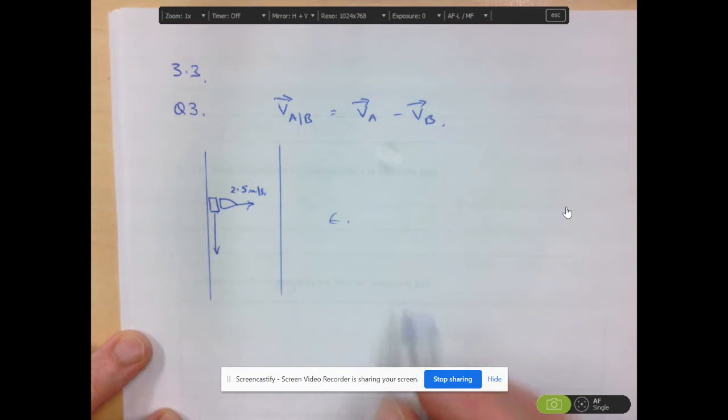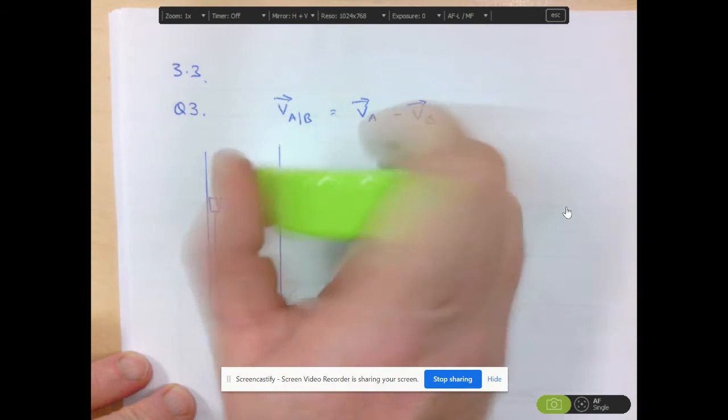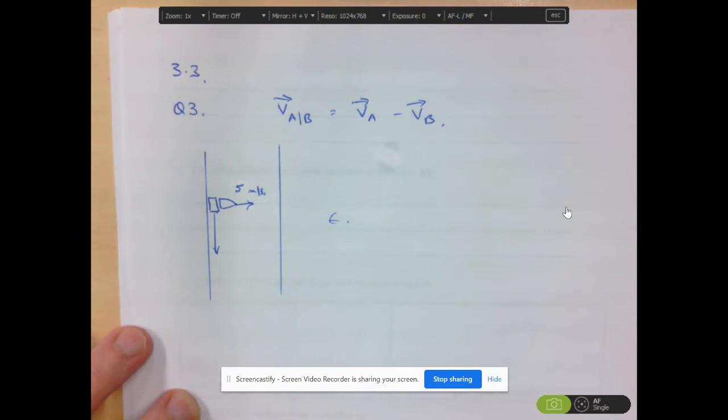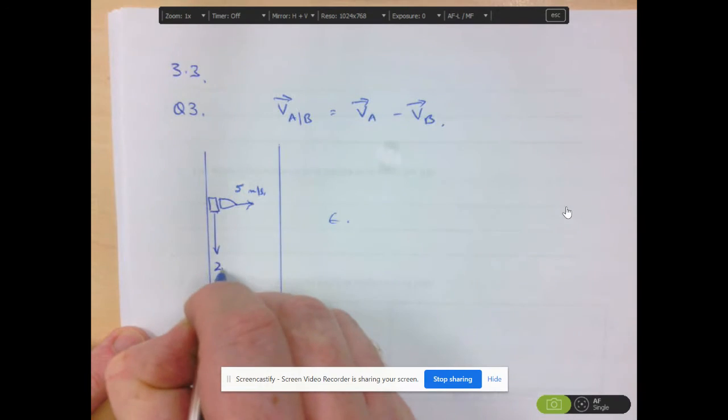Oh, sorry, did I say 2.5? It's not. Just let me get that one. The boat is 5. Sorry, I've read the wrong question there. So it's 5 meters per second. And the pontoon floats south at 2 meters per second.